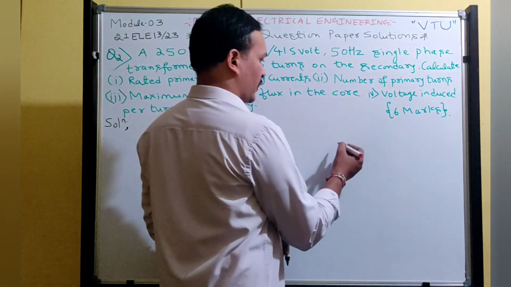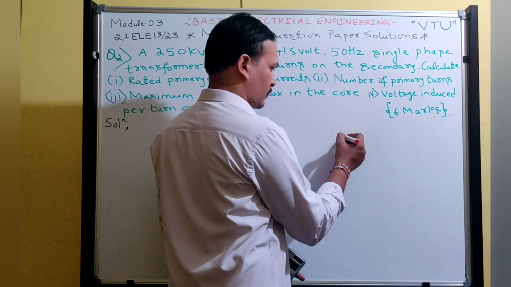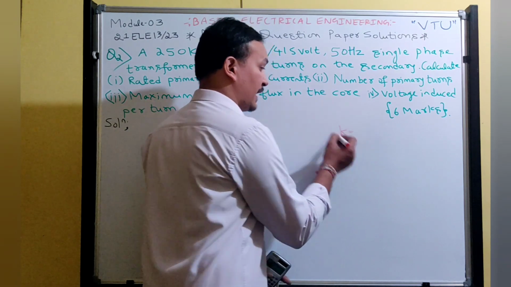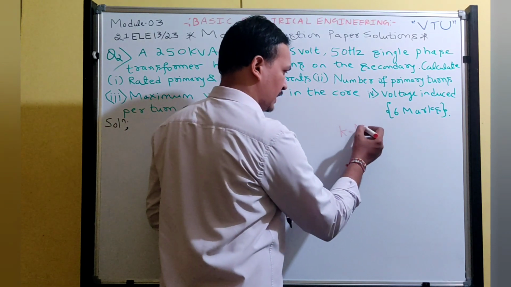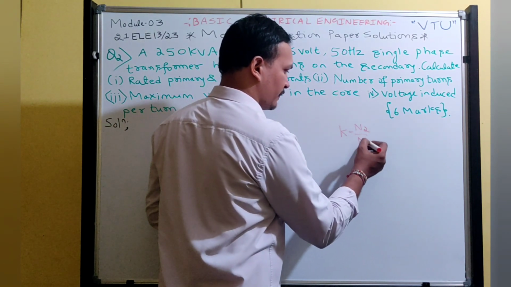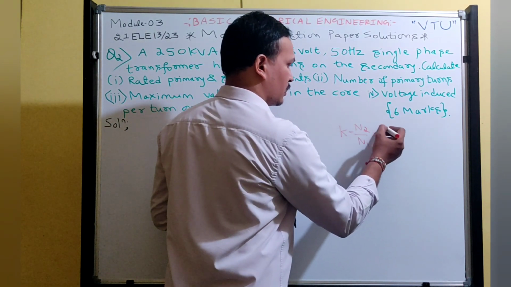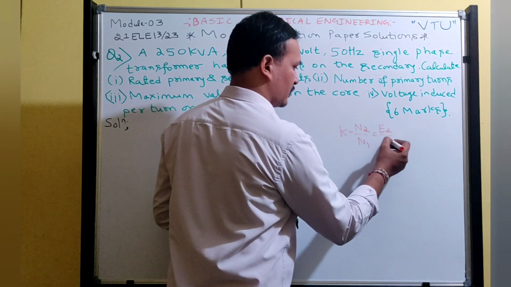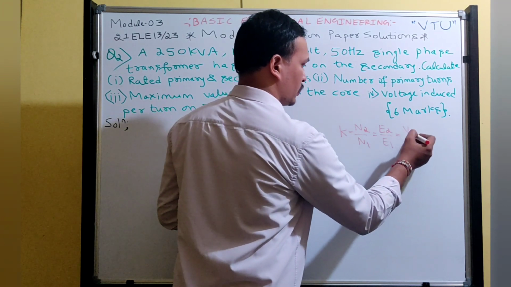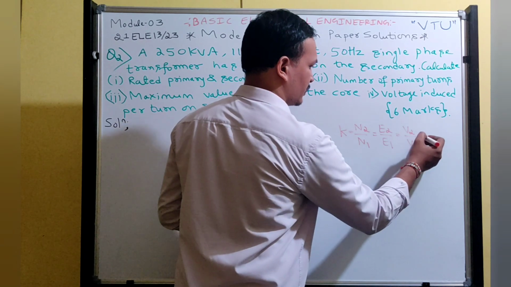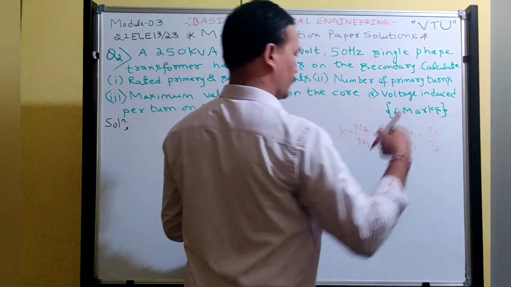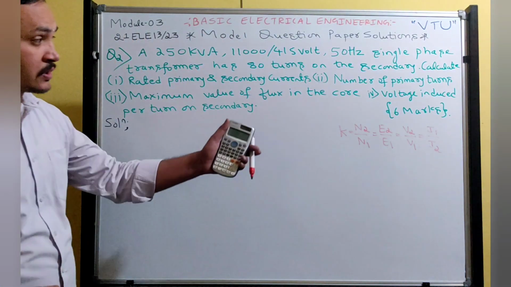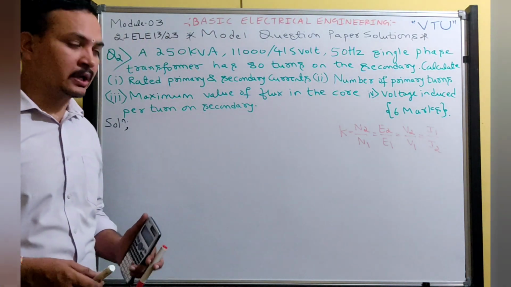Okay. So what is that formula? You must know the formula for K. K is nothing but the transformation ratio. So the formula for K is N2 by N1 or E2 divided by E1 or V2 divided by V1 or I1 by I2. So this is the equation for transformation ratio.